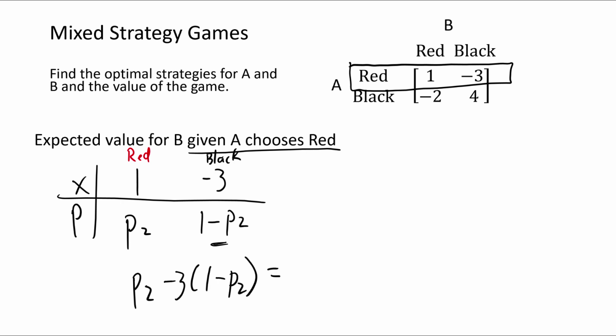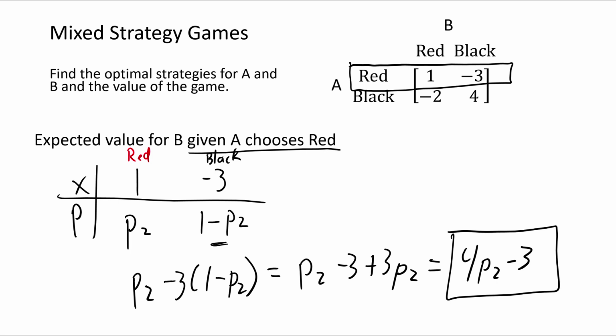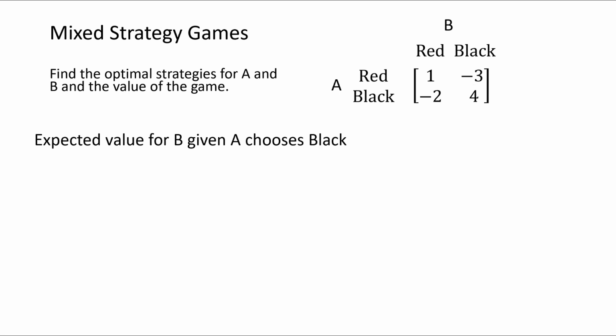And then we will distribute. So that's P2 minus 3 plus 3P2. Since we distribute that negative, that's going to give us 4P2 minus 3. All right, so that is our next expected value. So that's the expected value for B given A chooses a red card. All right, one more expected value. Expected value for B given A chooses the black card.